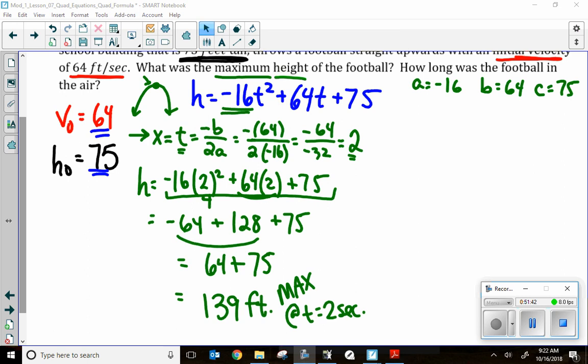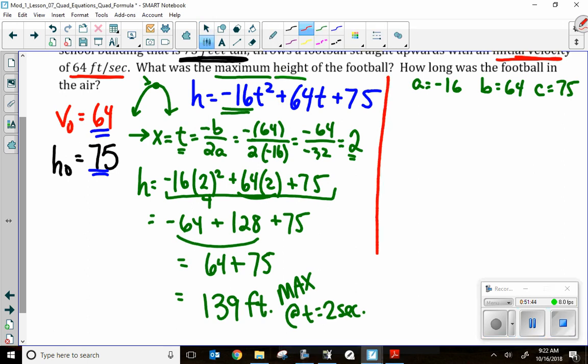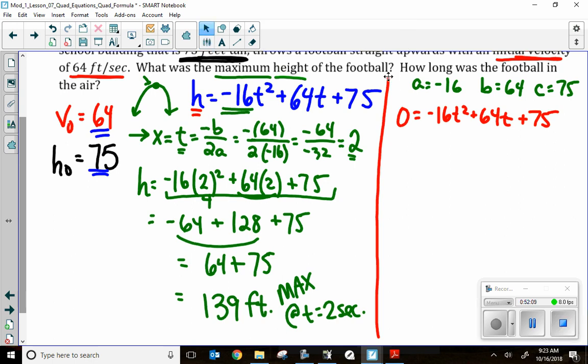Let's do the second part. They want to know how long the football was in the air. The football stops being in the air once it hits the ground, which means the height would have to be 0. So I'm going to take height 0 is negative 16t squared plus 64t plus 75. And I'm going to put this in the quadratic formula. And then, because those are big numbers, I'm going to use our calculator to do it for us.